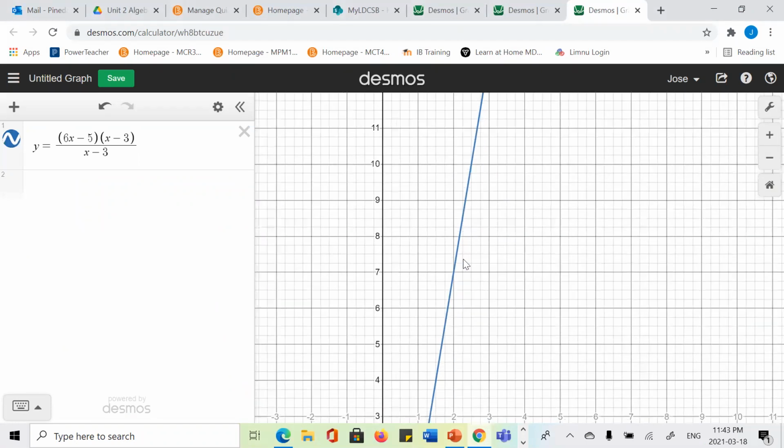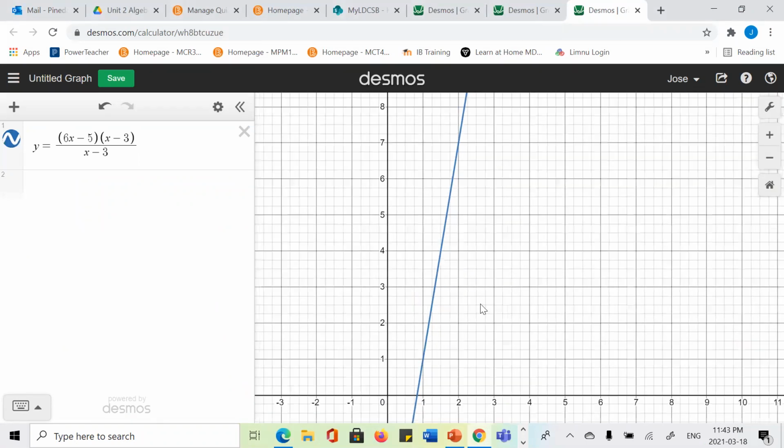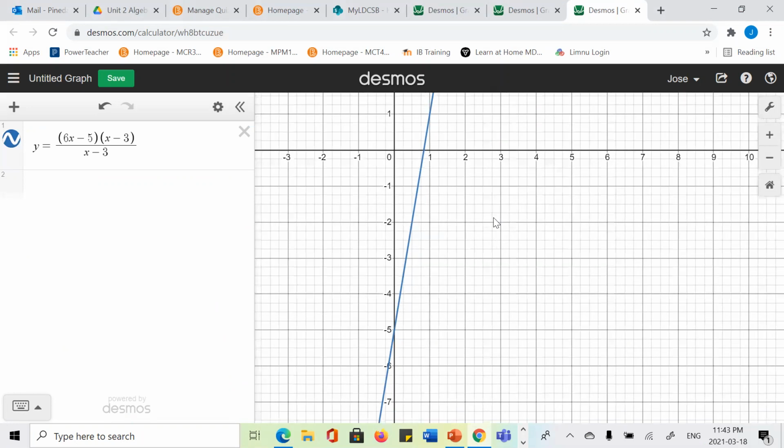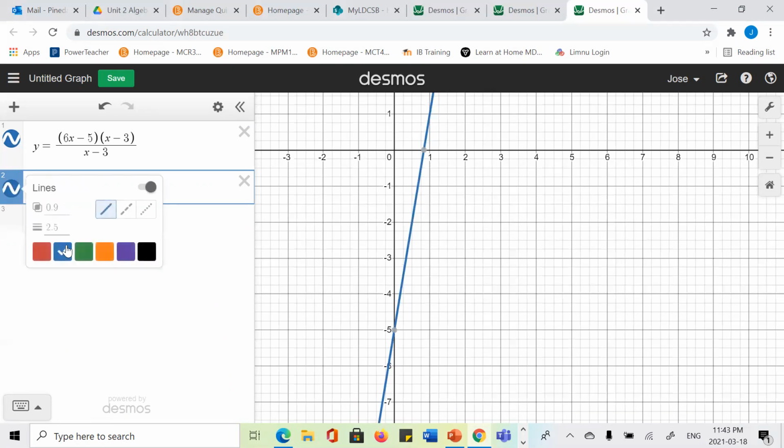This is really, like I said, the graph of 6x minus 5. And if you don't believe me, if you're wondering how you know it's the graph of 6x minus 5, well, let's just type it in and see what happens. Notice that it's the exact same graph, and I'm going to switch the color so you can see it. I get the exact same graph.